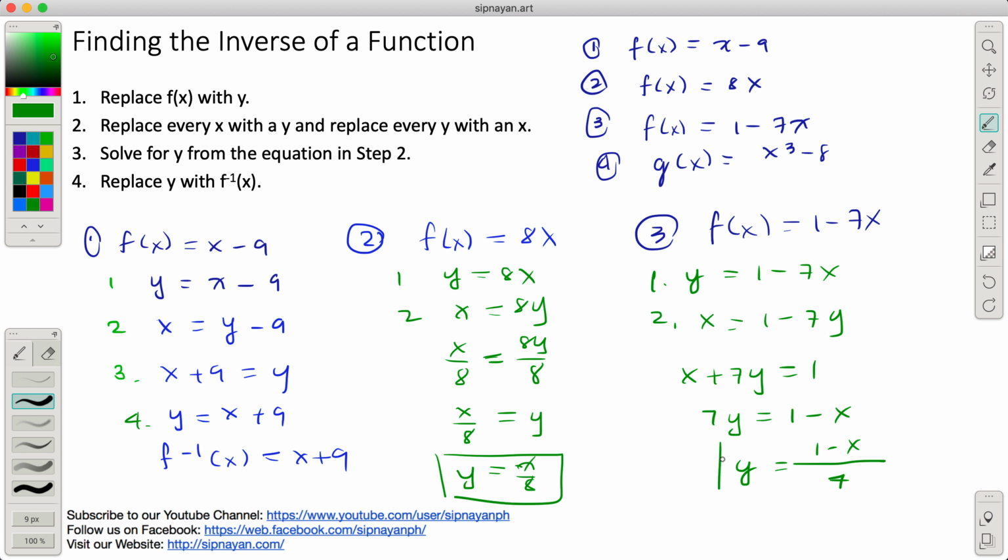Okay, so this is the... wala pa pala. Kakalimutan natin yung step 4. So yung f inverse of x equals 1 minus x over 7. So dito, dapat may f inverse of x equals x over 8.